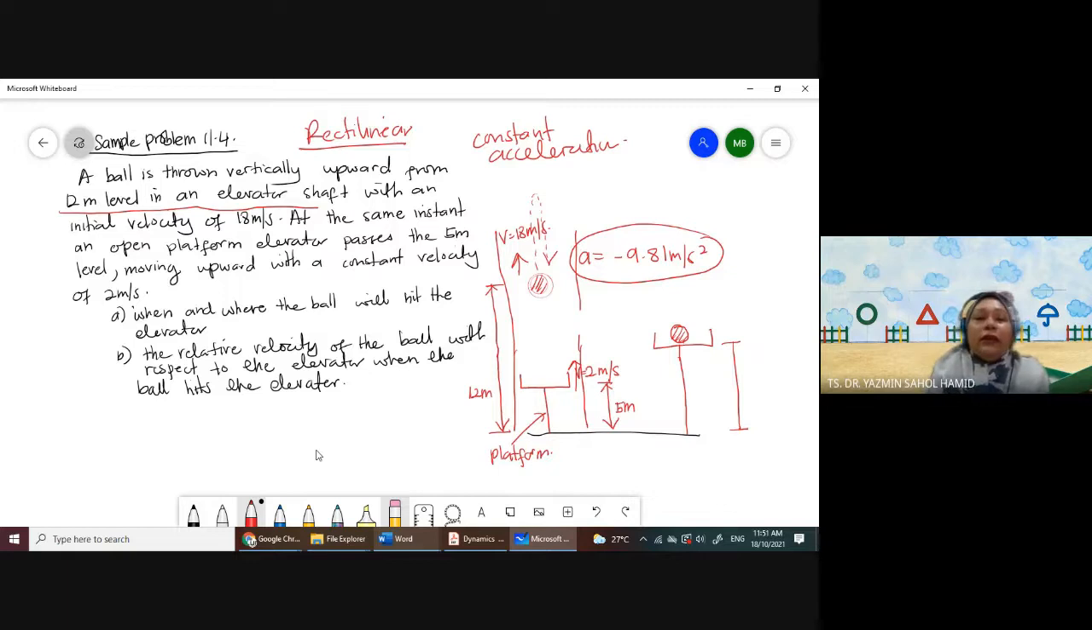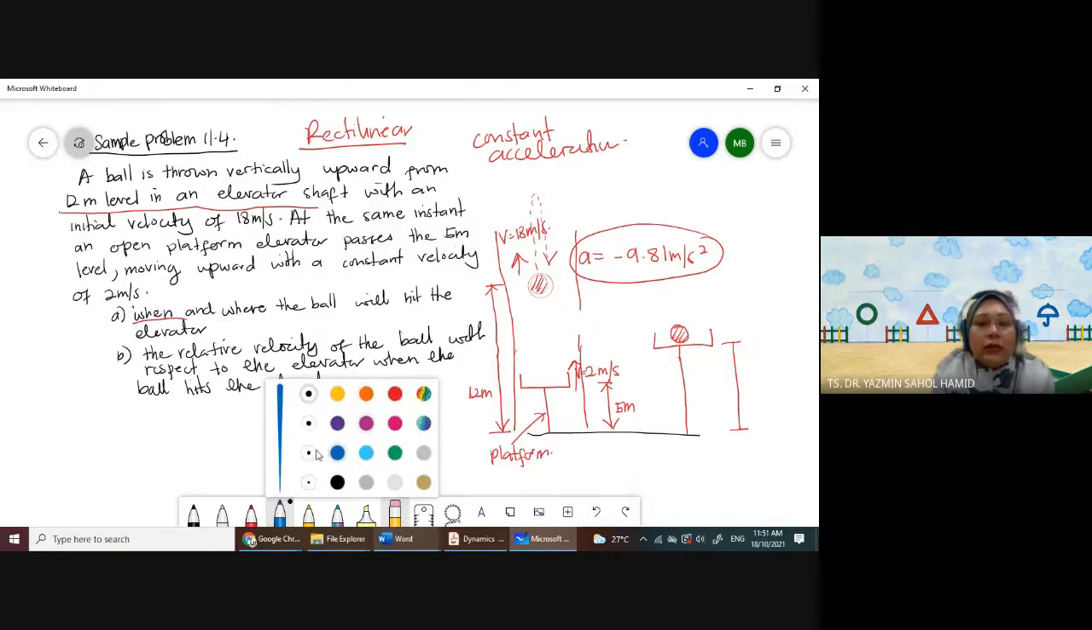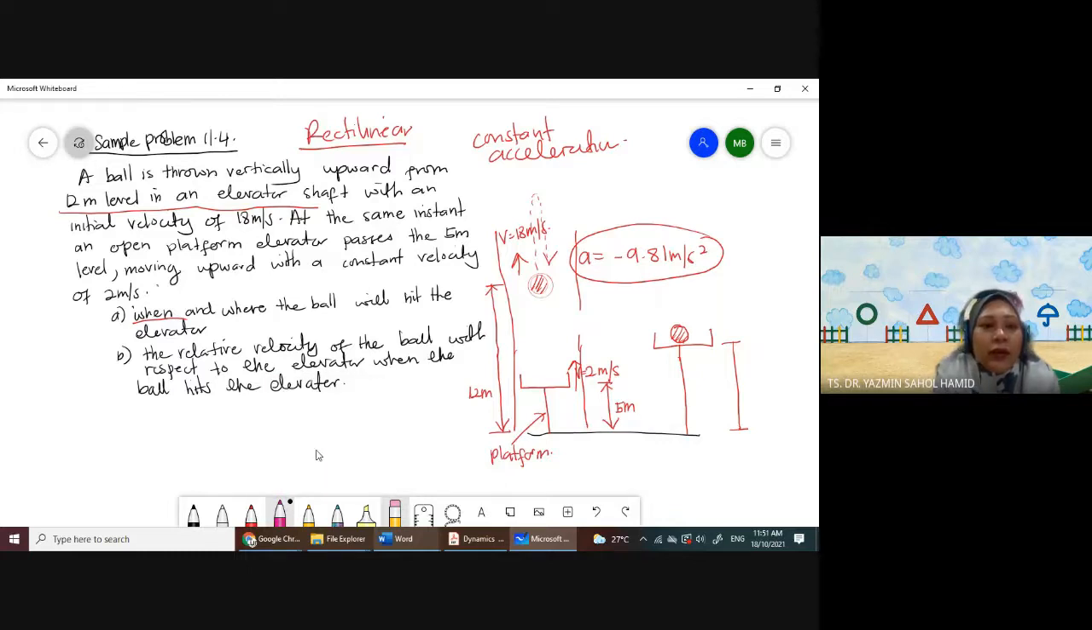Okay, right. So the question is when and where. In this question, it is asking when, meaning asking the time. It is asking when is the time, and where, the position. When the ball will hit the elevator. So it wants this final position.